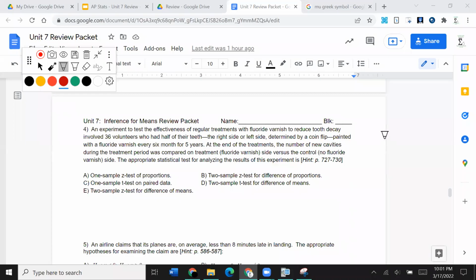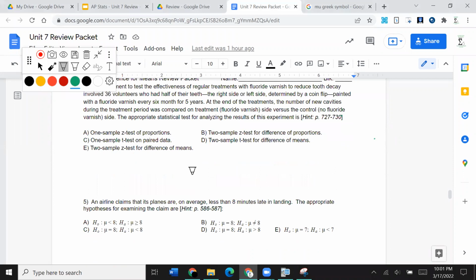Question number 4. An experiment to test the effectiveness of regular treatments with fluoride varnish to reduce tooth decay involved 36 volunteers who had half their teeth, the right side or left side determined by a coin flip, painted with a fluoride varnish every 6 months for 5 years. At the end of the treatments, the number of new cavities during that treatment period was compared to the treatment fluoride varnish side versus control, no fluoride varnish side.